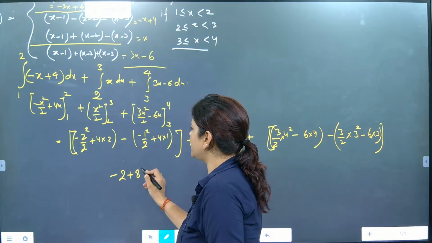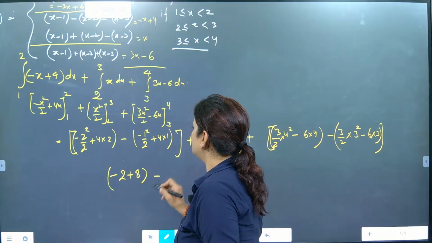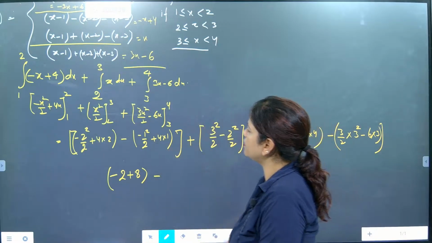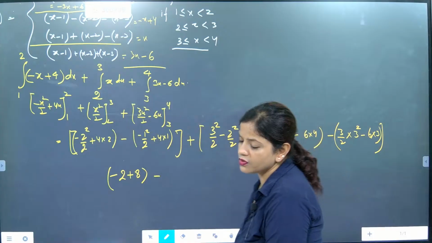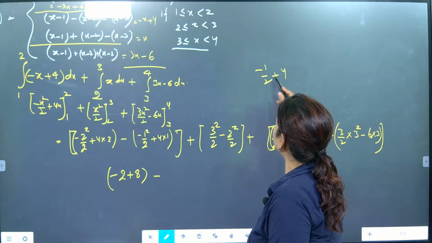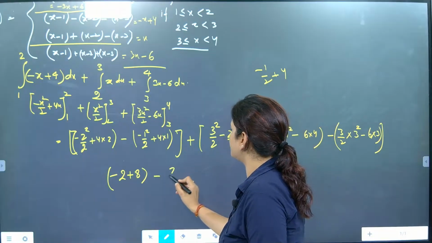Minus 2 plus 8, minus, it will become what? Minus 1 by 2, minus 1 by 2 plus 4, minus 1 by 2 plus 4. So it is coming as 4 to the 8 minus 1, that is 7 by 2.